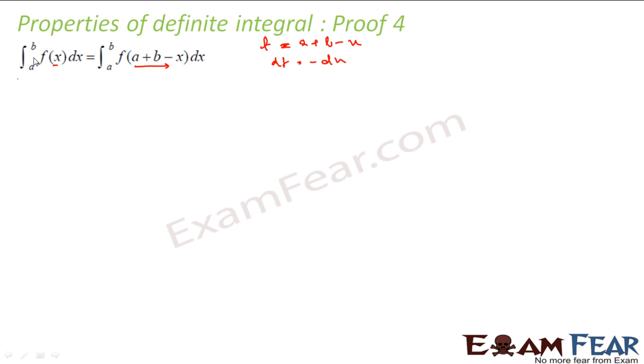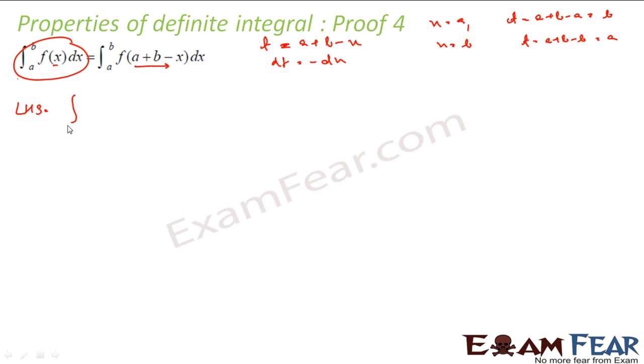Also, since I'm changing from x to t, let's change the limits also. When my x is equal to a, t is nothing but a plus b minus x, that is a plus b minus a, that is b. When x is equal to b, t is nothing but a plus b minus x, that is b, that is a. This guy, I'm taking LHS, is nothing but integral of a to b f(x) dx, correct?